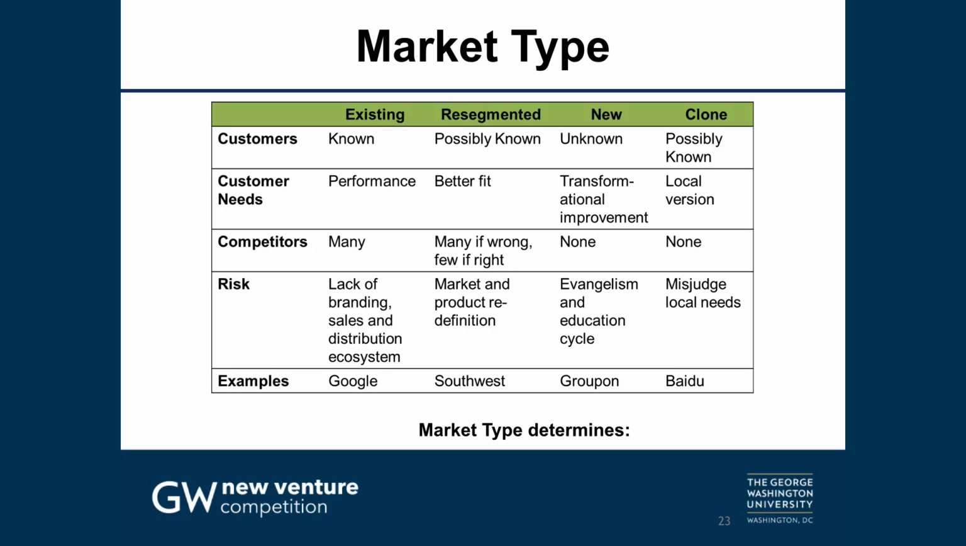That's an existing market. Second kind of market is a resegmented market. This is where you go in and take a piece of an existing market and focus better on that subset, on that segment of the market than other people are doing. So the customers are possibly known because you know some of them but not all of them, and you're going to provide a better fit to their needs than is provided by the current competitors. There will be lots of competitors. If you're wrong, you will have a hard time competing. But if you're right, you'll be the first and maybe one of the few who are addressing this sub-segment.